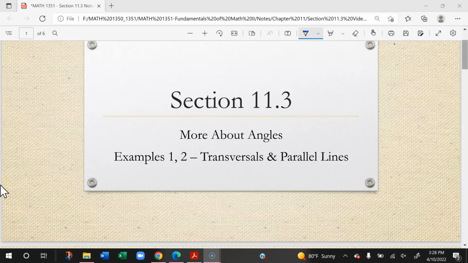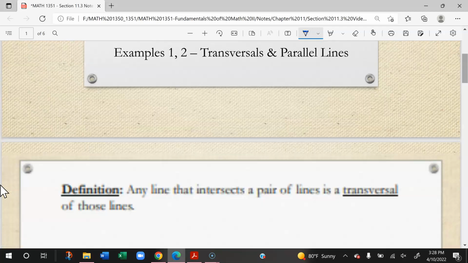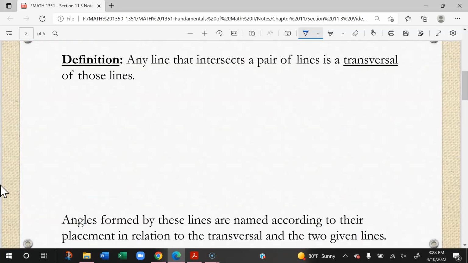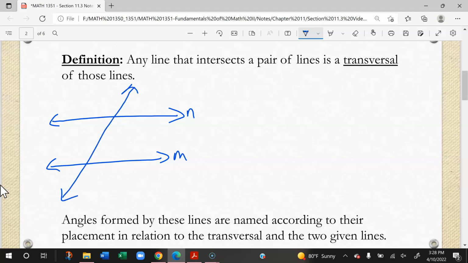Now let's look at some examples using our supplementary, complementary, and vertical angles. So any line that intersects a pair of lines is a transversal line. So let me come through here, and I have line N, and I have line M, and I cut those lines by line P. So line P is a transversal line.